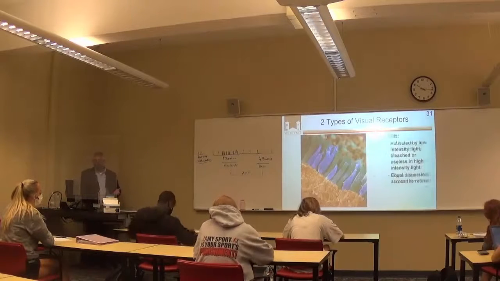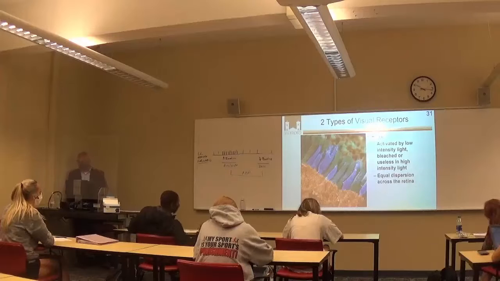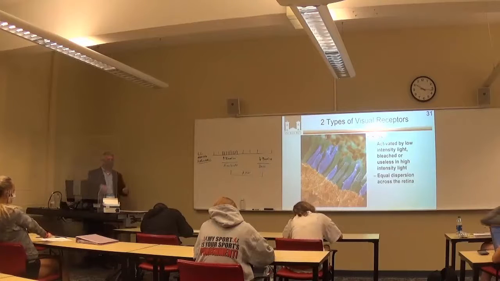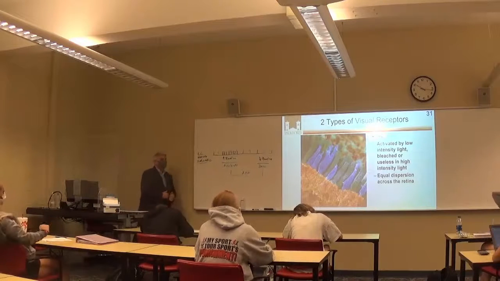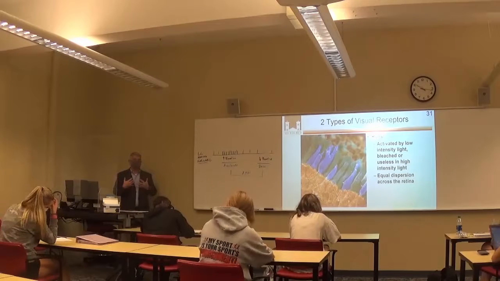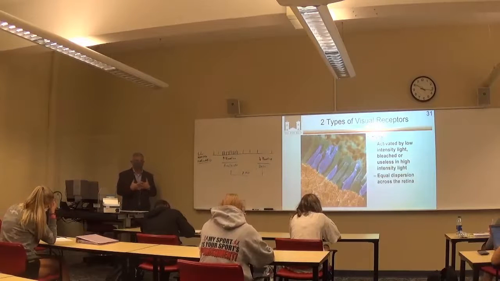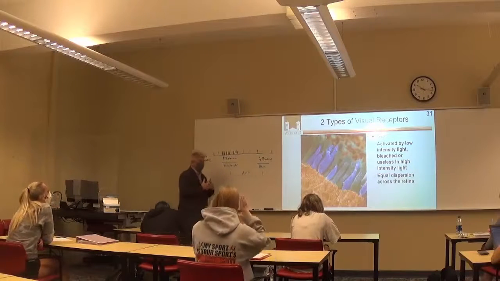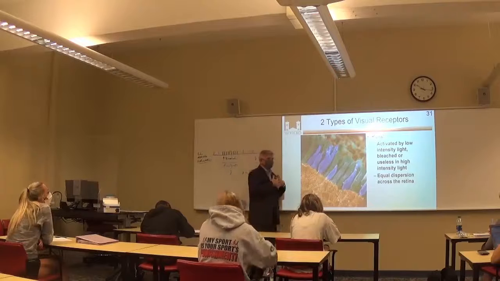All right, so as I mentioned, there are two types of visual receptors, rods and cones. Why do we have two different types of receptors? Well, think about the world that we live in, right? What types of light situations do we have? Black and white versus color. Okay? I'm thinking about intensity changes.